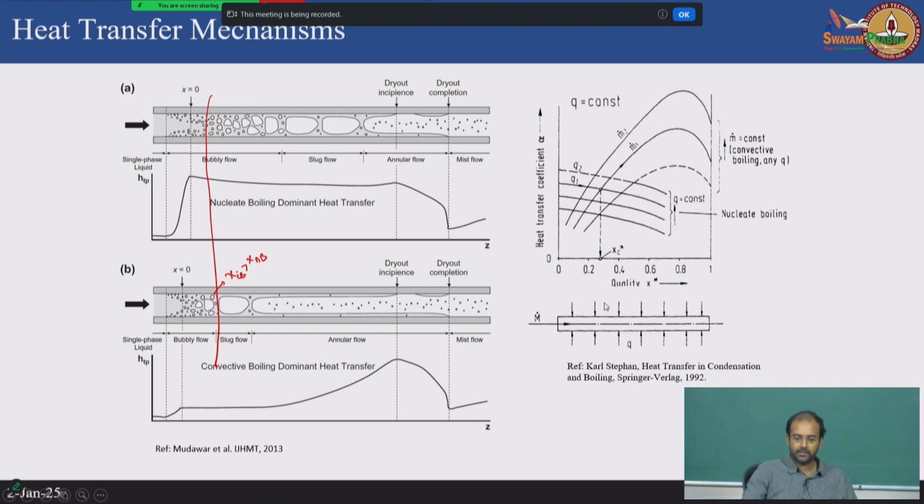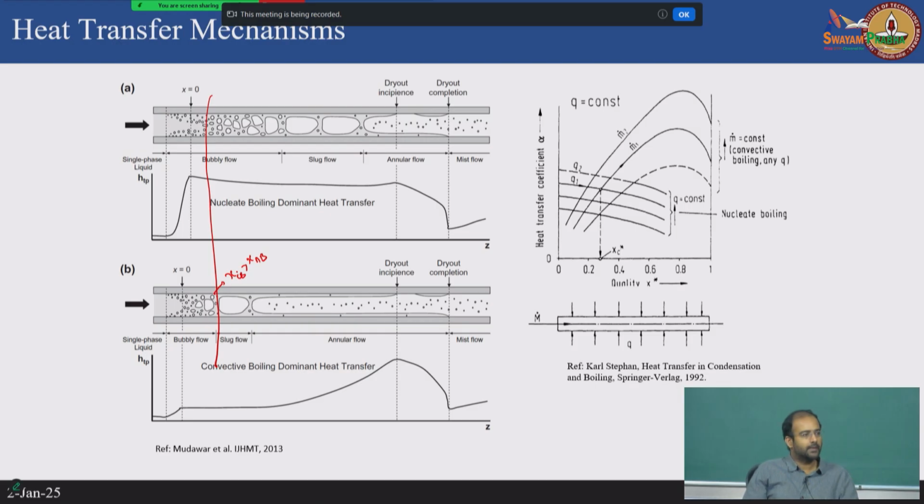Heat transfer coefficient is plotted as a function of quality, and for nucleate boiling, obviously when the vapor quality is very low, that is the maximum heat transfer coefficient, and then as the vapor quality increases it drops, because it reaches a critical heat flux and after that it becomes very bad. So, it has to continuously drop here, whereas with convective boiling you see at a quality of around 0.8 is where it peaks. That means this is actually in the slug and annular flow regime, where the maximum heat transfer coefficient for convective boiling dominant happens.